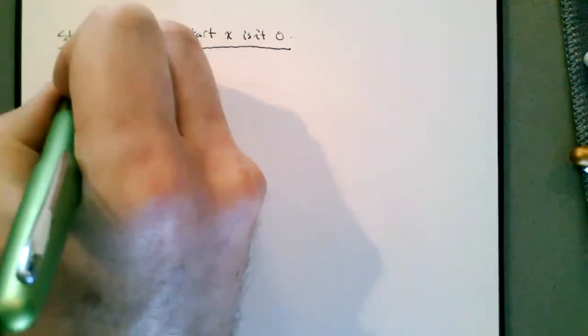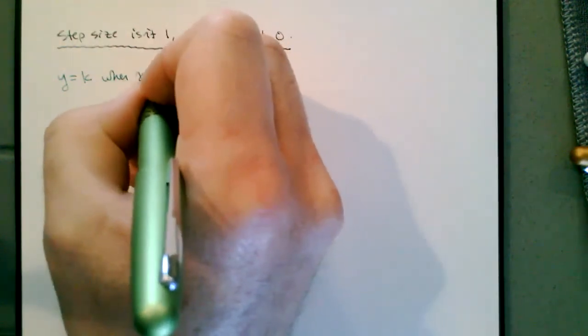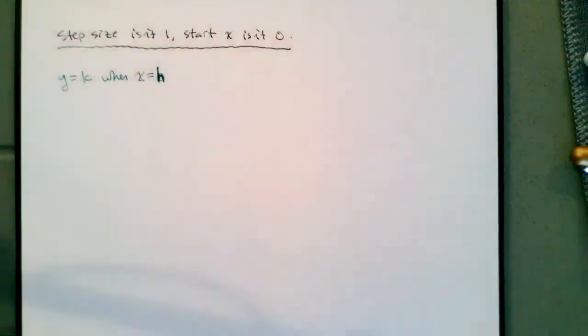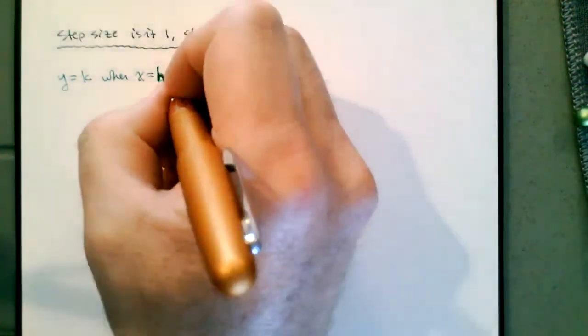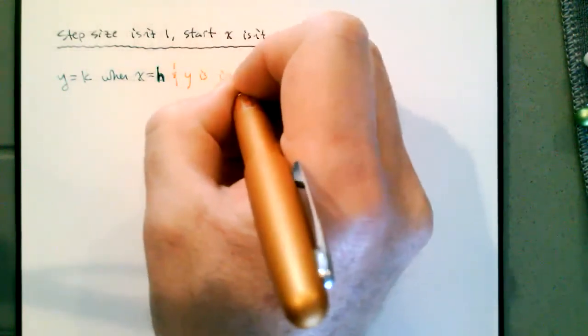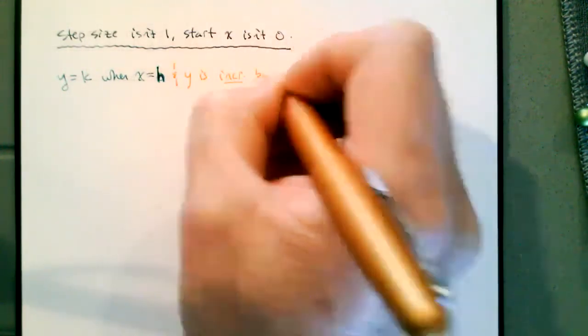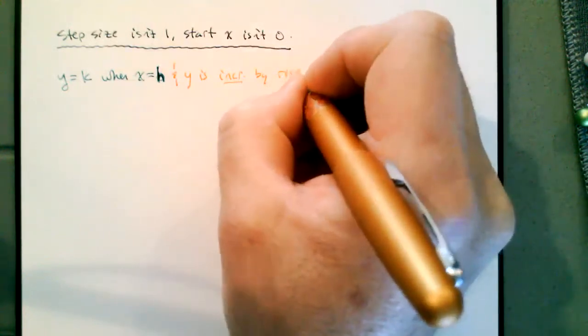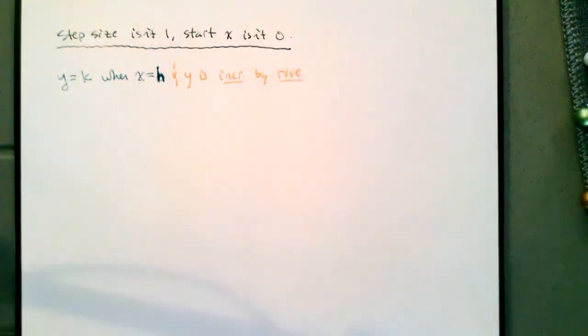So let's suppose that y is equal to k when x equals 0. Oh, sorry, it's exactly what I said we were trying to change. y is k when x equals h, and y is increasing by rise every run units.